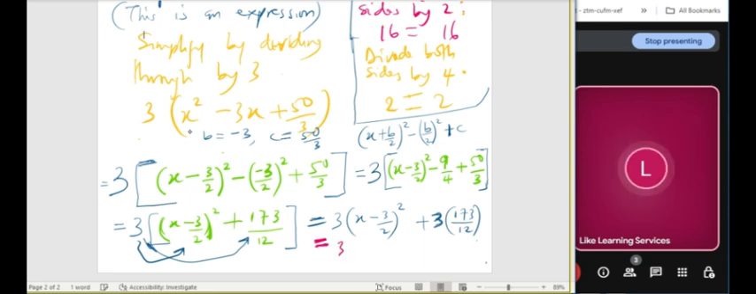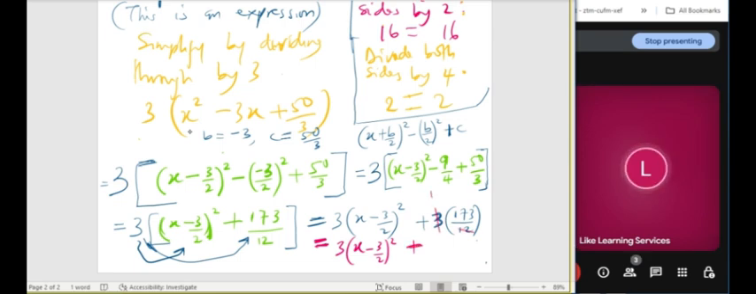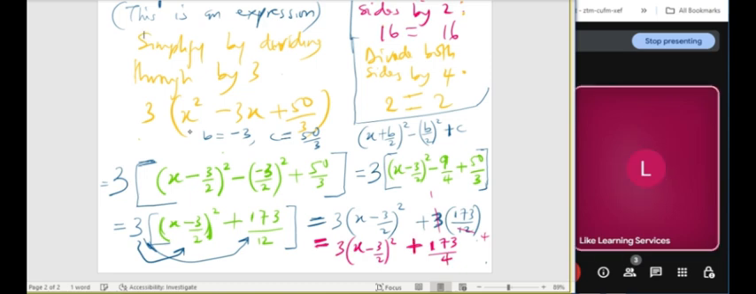This will be 3, open a bracket, x minus 3 over 2 all squared plus, simplify this one. 3 goes here 1, 3 goes here 12, 4. So that will be what? 173 over 4. Okay, yeah, 173 over 4. Oh, I forgot that. Can I just tell you that if you did not do this, you will not identify the real coordinate of the vertex. So what's the coordinate of the vertex?